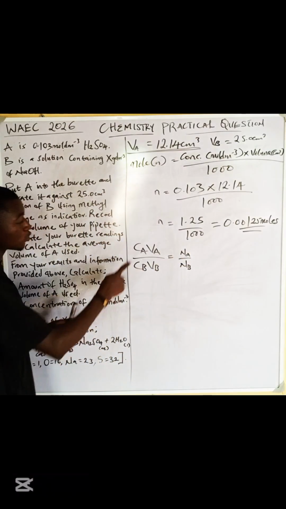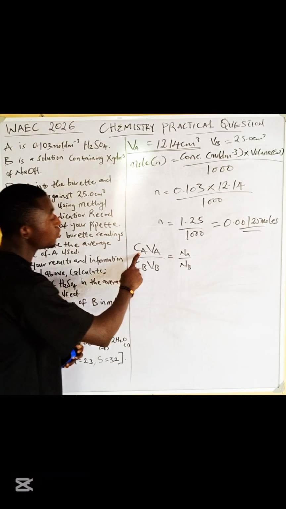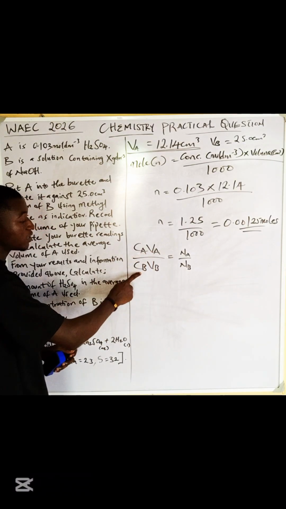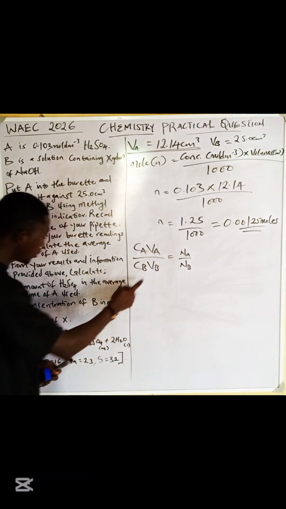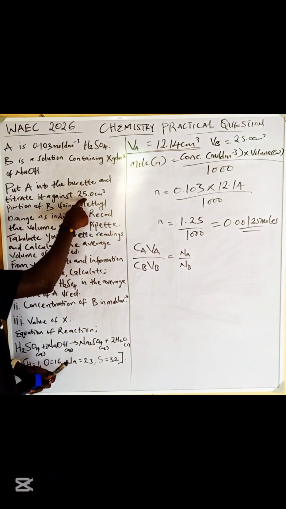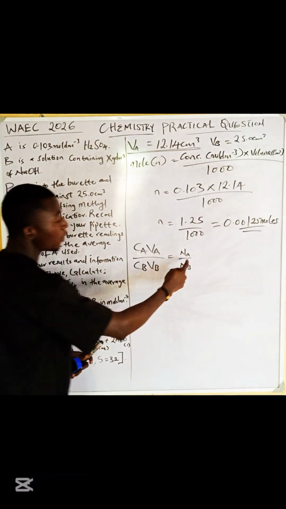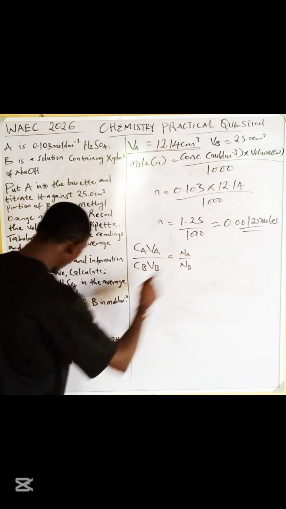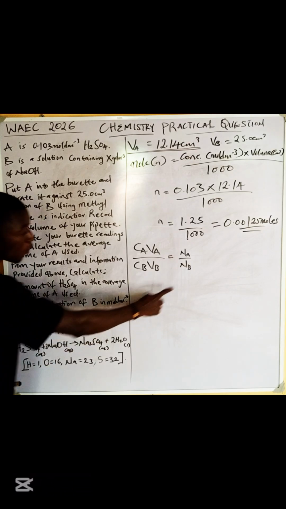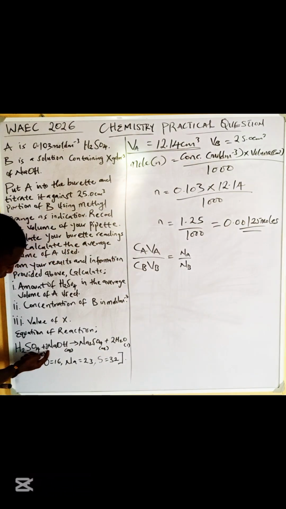Good. So this is the concentration of A in mole per dm cube. This is the volume of A in cm cube. This is the concentration of B in mole per dm cube, which is the one we are looking for, right? Then this is the volume of B, which is the volume of pipette that we use. All right. So now this is the number of mole of acid. If you look at the equation of reaction, the number of mole of acid here is 1, while this one is the number of mole of base, which is 2. Are we together?